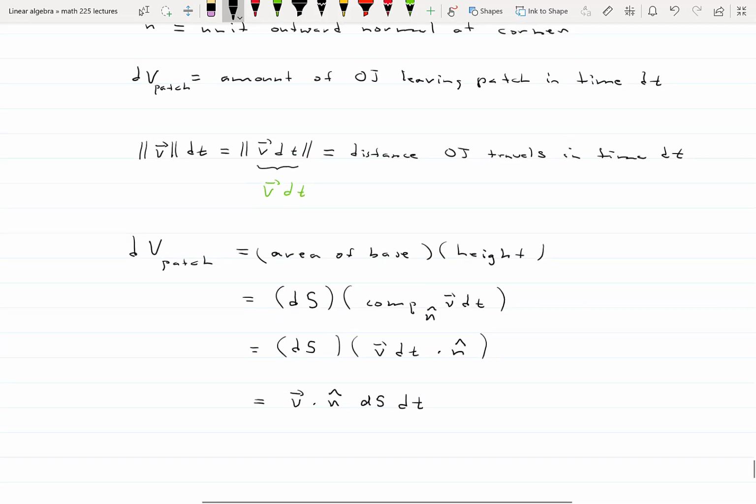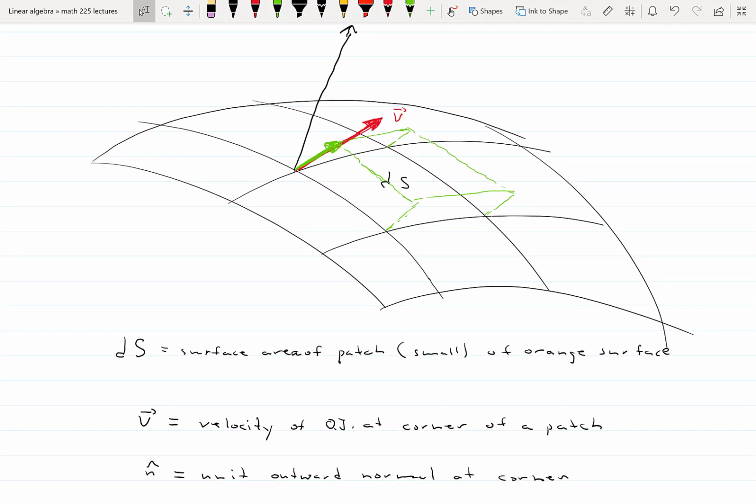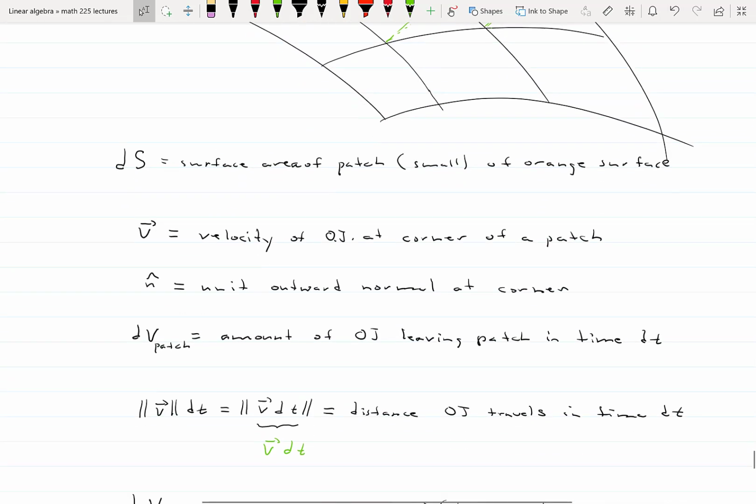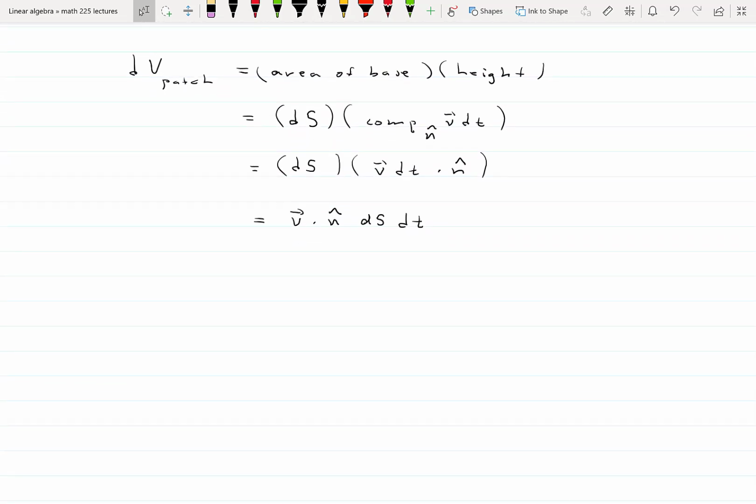Okay. Now, remember my goal. My goal is to figure out the rate at which orange juice leaves this patch. I have the volume that's left the patch. The rate I get by dividing by dt. So dV patch over dt is v dot n ds.